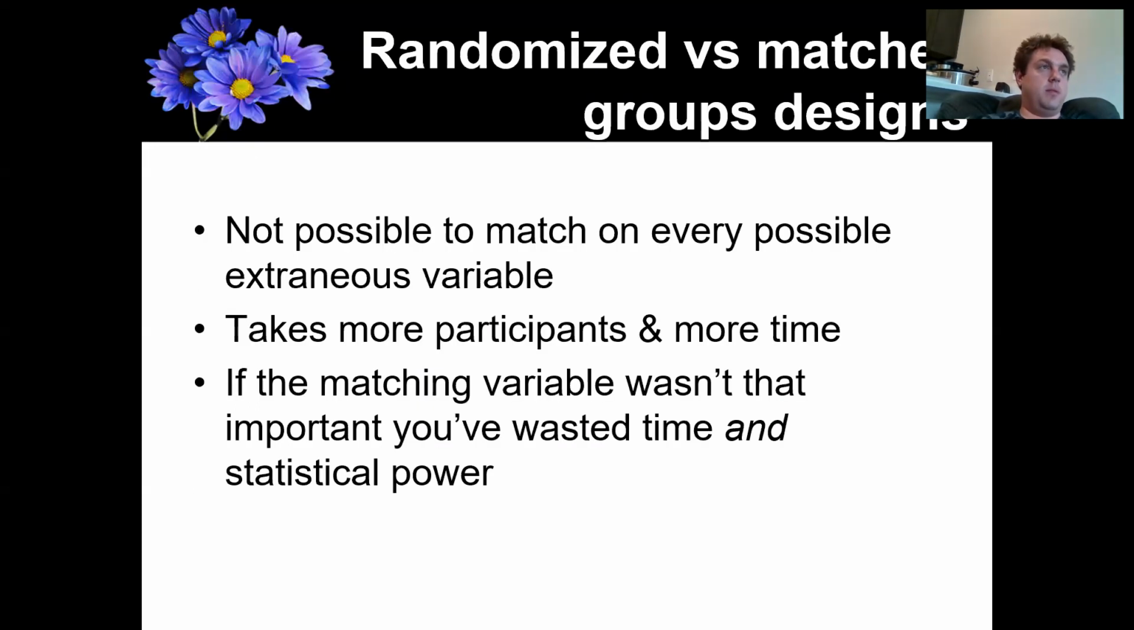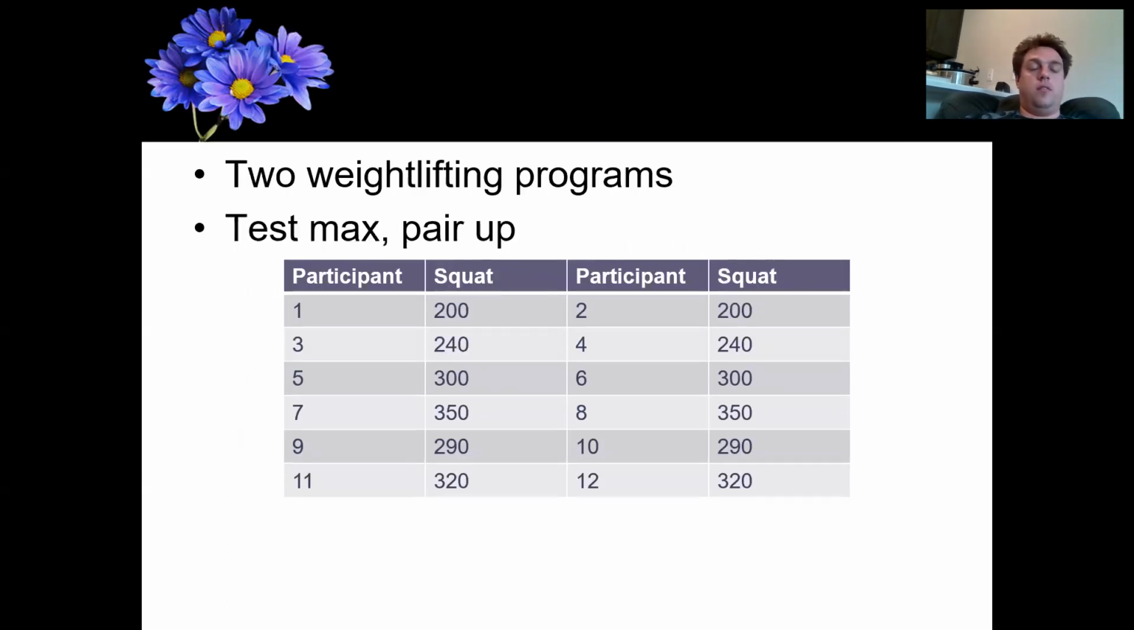So we might be able to match them on one extraneous variable, but not all of them, right? Let's go back to our example of the weightlifting program. I can match people on their baseline strength, and that will definitely help. But that doesn't mean I'm matching them on other factors, like how responsive they'll be to the program. Maybe these two are matched because they squat the same amount, but for different reasons. Maybe this person squats 200 because he's never lifted before, whereas person two squats 200 because they're older.